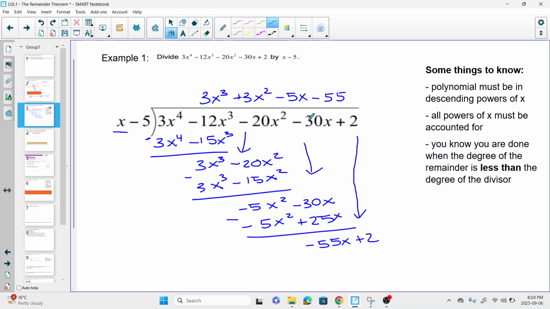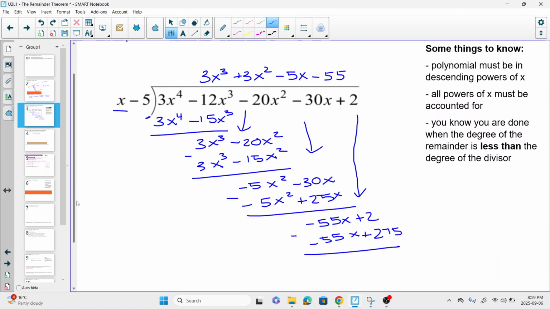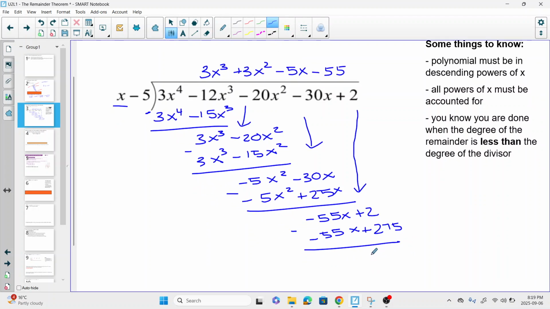Okay, so multiply these, we get negative 55x. And now I have to do negative 55 times negative 5. So this is going to become a positive, and then 50 times 5 would be 250. 5 times 5 would be 25, so that gives me 275. And then again, I'm subtracting these. So these should cancel out, and then I've got 2 minus 275, which is negative 273.